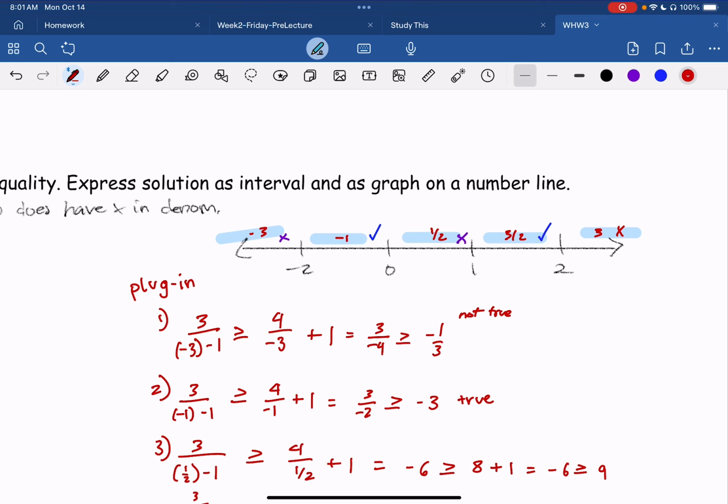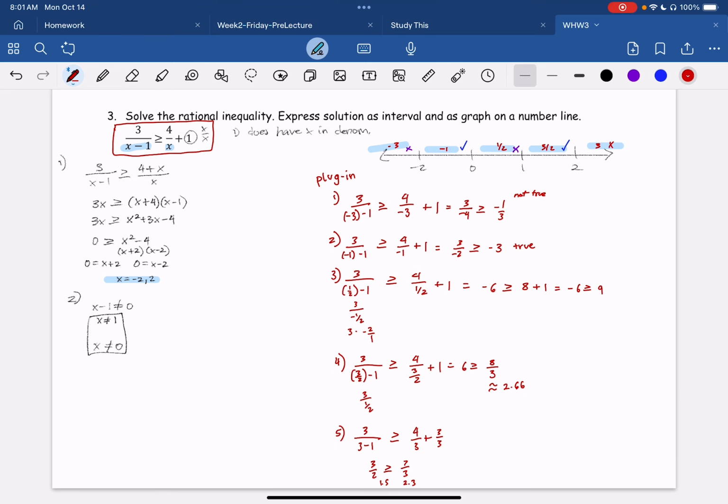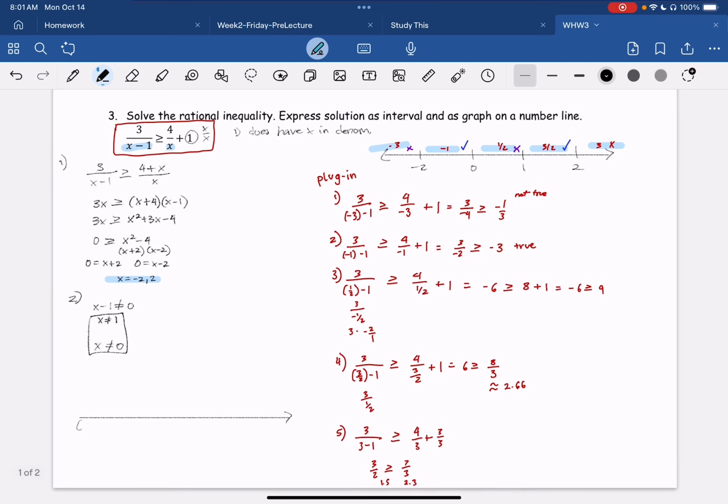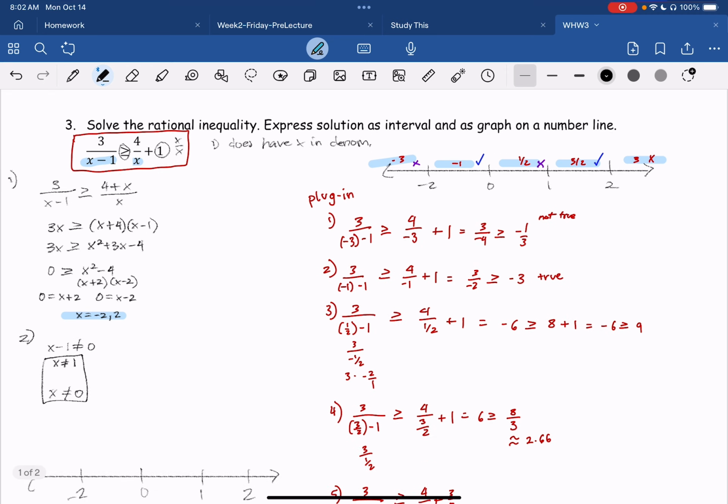So now I have a clearly made number line. But if you want to be even more clear about it and actually graph it, this is how you would graph it. So I take the values I already know. I know in between -2 and 0, it works. To 1, it doesn't work. But 1 to 2, it does work. So my number line, and I take note that it's an equal sign.